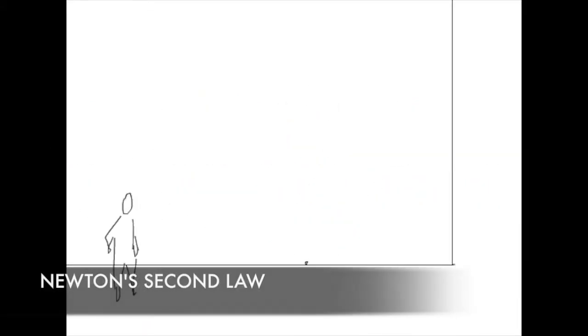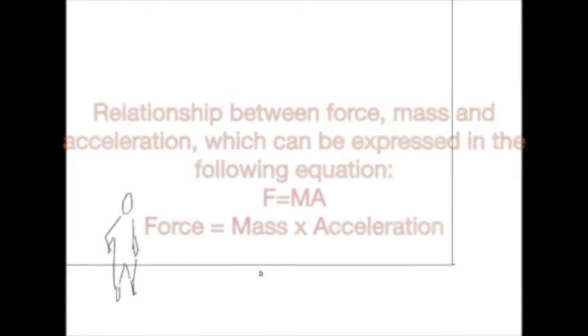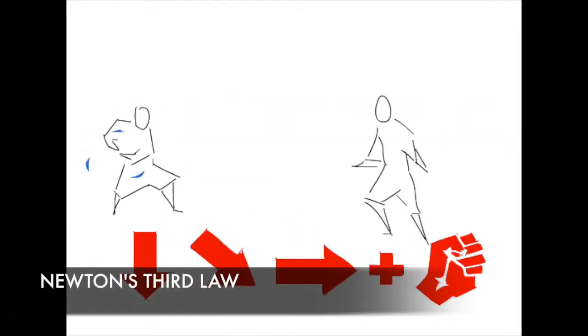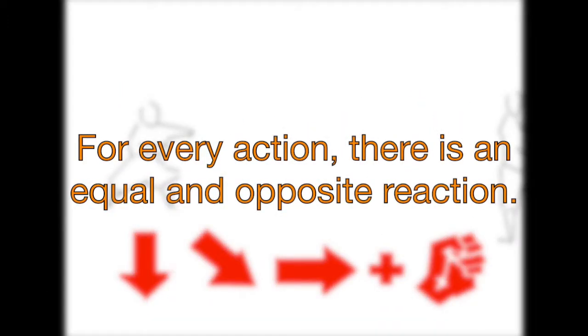Newton's second law discusses the relationship between force, mass, and acceleration. This can be expressed in the following equation: F equals ma, or force equals mass times acceleration. Newton's third law of motion states that for every action there is an equal and opposite reaction.